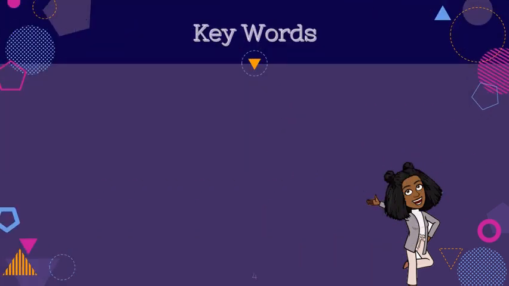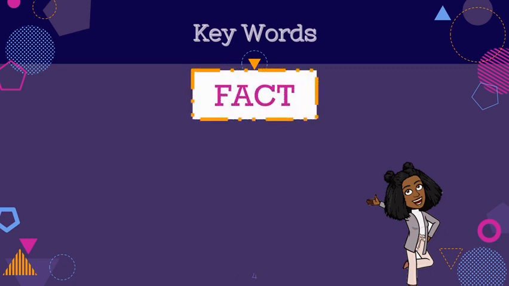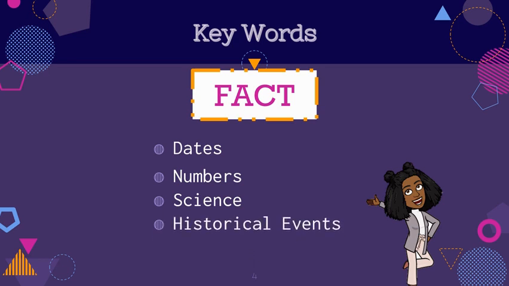Here are some keywords to help you smart students identify statements of fact. They look like dates. They have numbers in them. They are scientific statements, historical events, or non-fiction sentences.